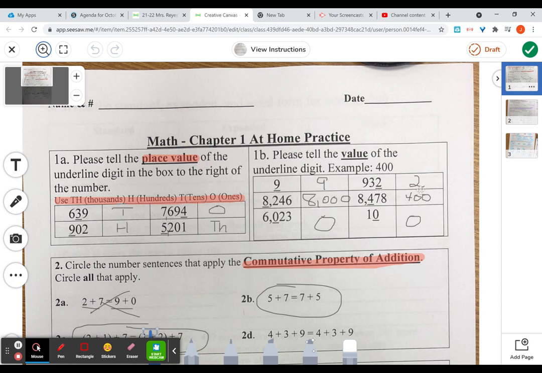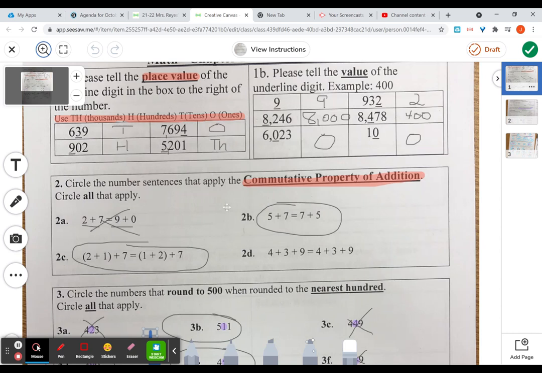932, the 2 is underlined. That's just a 2. 8,474, 4 is underlined. 4,000, 400. And with the 10, 0 is underlined. It's a 0. For part 2, or number 2, you're looking for the commutative property.